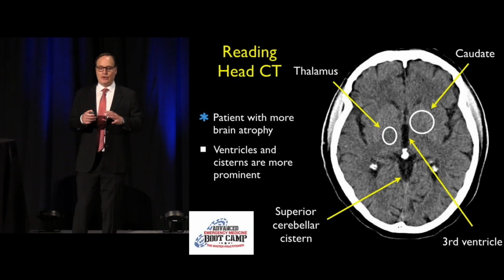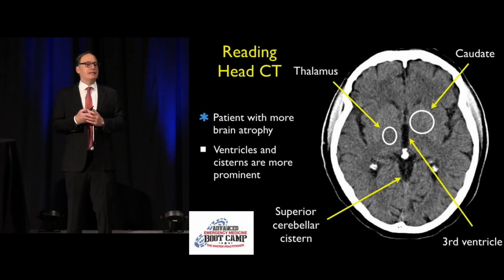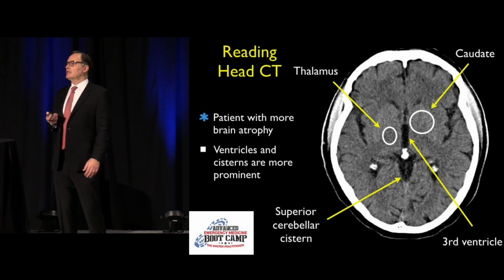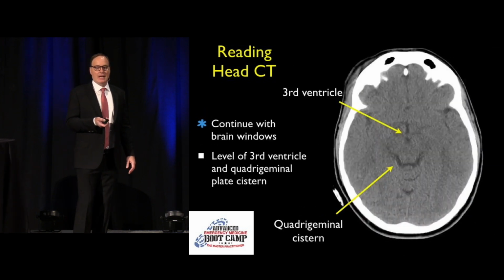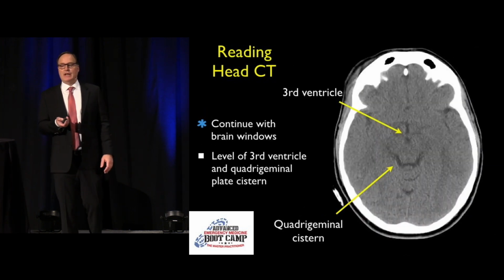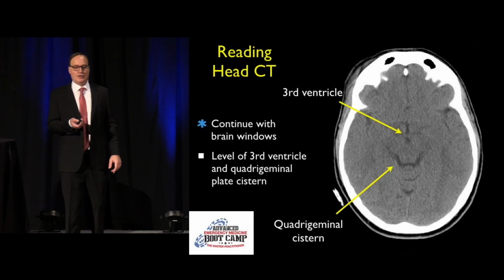We can see that the third ventricle is wider. We can also see the superior cerebellar cistern right in back of the third ventricle. Notice how much larger it is than in the patient who had a lot of brain. As we move further down, we see the third ventricle, and now we're seeing the quadrigeminal plate cistern, which I call the smiley face, and that's going to be right posterior to the third ventricle.